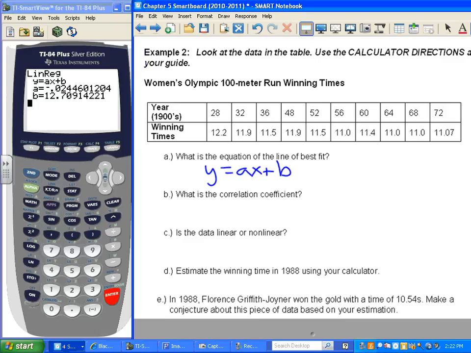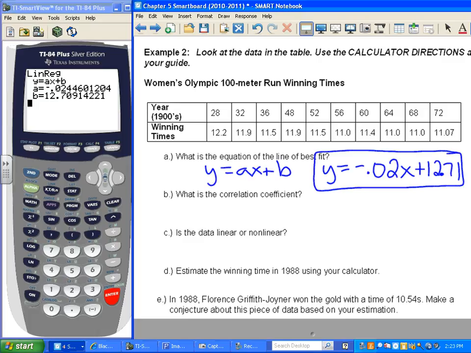And I just want to say again, y equals ax plus b. The a is the same thing as m. They try to trick you. A and m are the same thing. It's the slope. So, and I would round to the nearest hundredth. So y equals negative 0.02x plus 12.71. And I'm going to put a box around it.